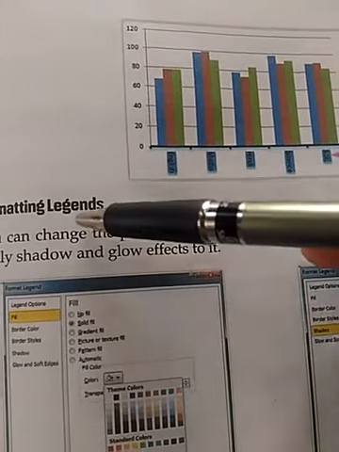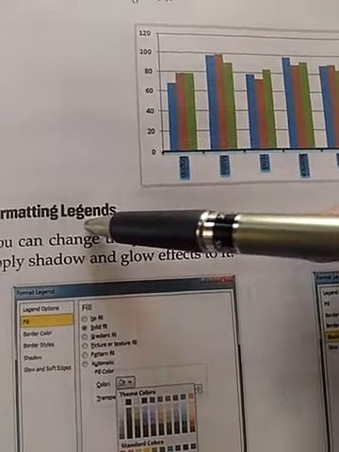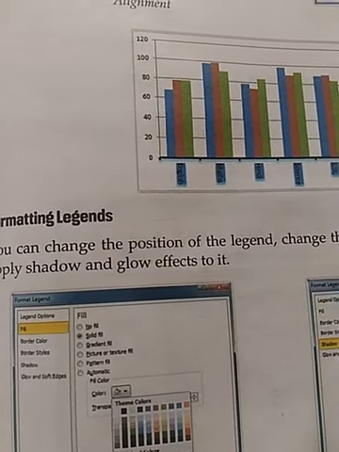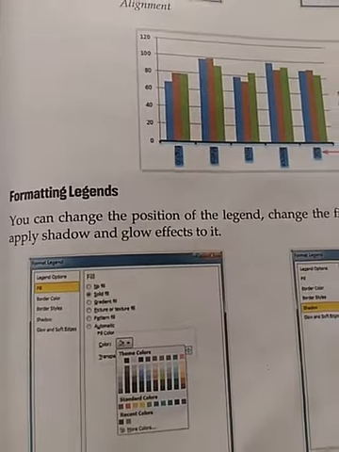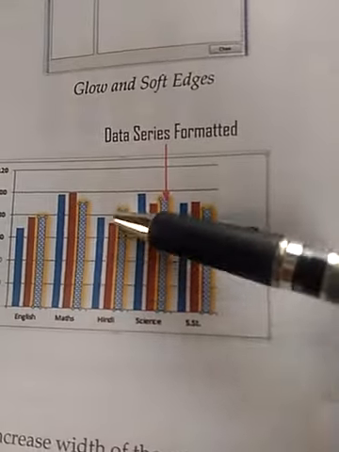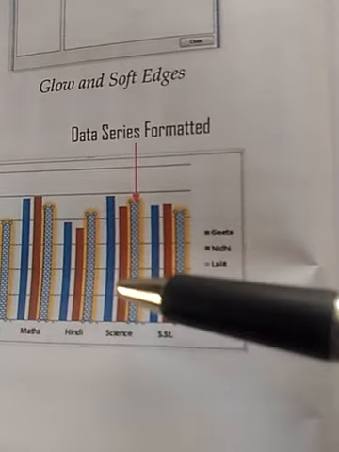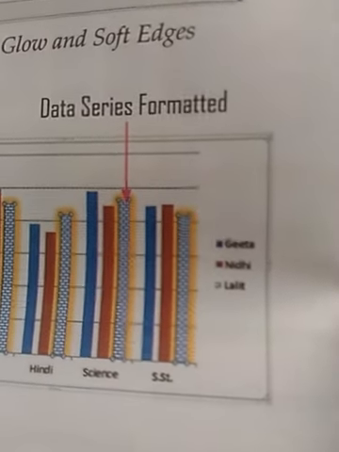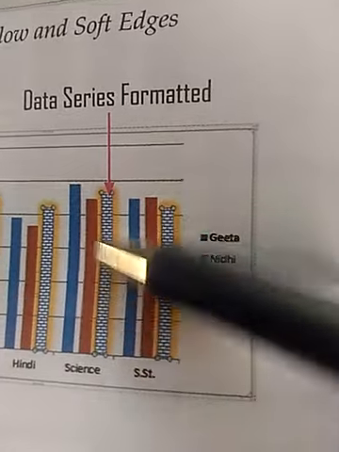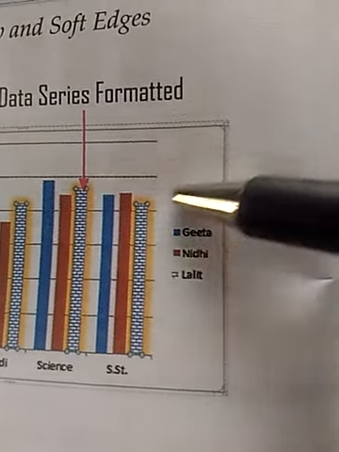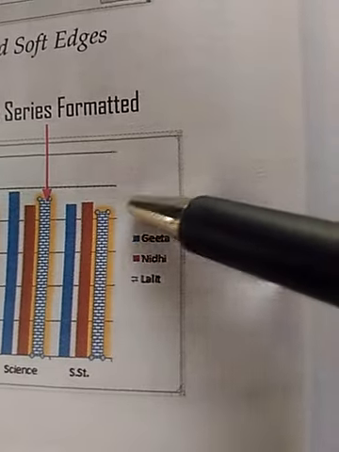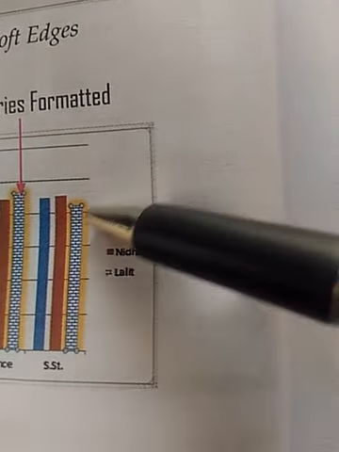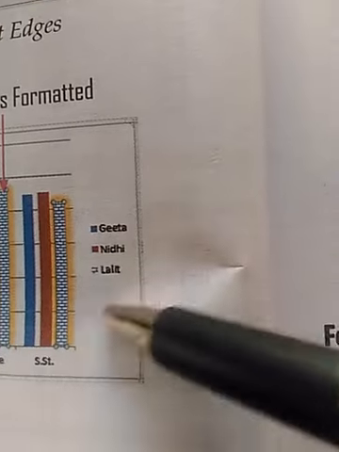Now formatting the legends. What are legends? Legends are the colored codes which are basically used to identify the data series. Means here different types of bars are present with different colors. If we want to identify which bar belongs to which category, then the records which are present at the right side over here are considered as legends.